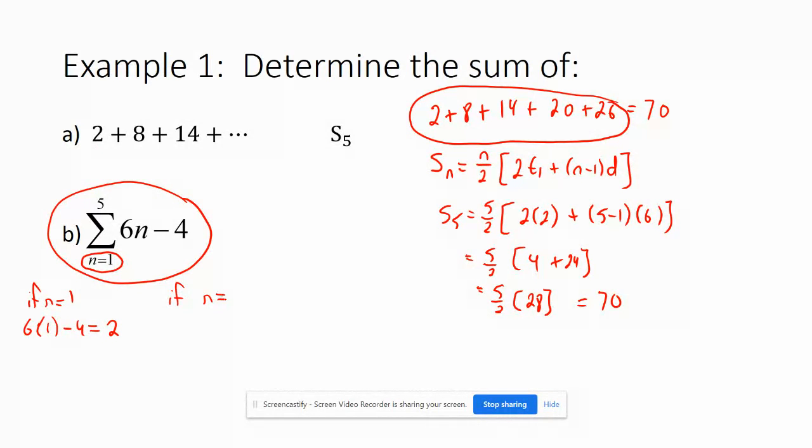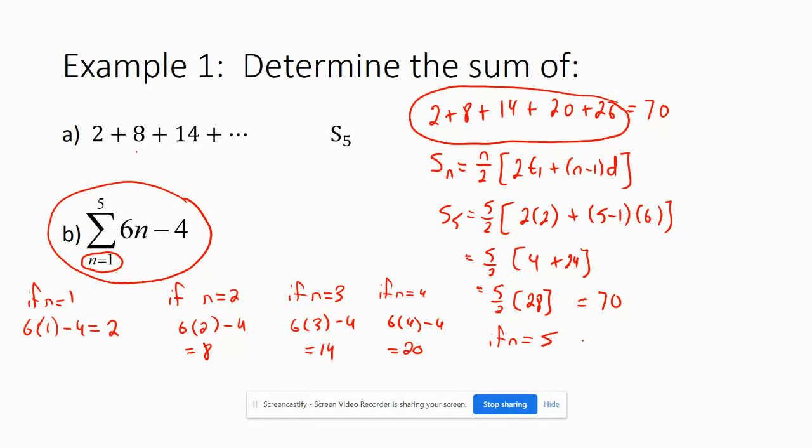If n equals 2, we have 6 times 2 minus 4, which is 12 minus 4, which is 8, this term right here. If n equals 3, you have 6 times 3 minus 4, 18 minus 4 is 14, the third term. If n equals 4, you have 6 times 4 minus 4, 24 minus 4 is 20. If n equals 5, you get 6 times 5 minus 4, which is 26, our last term.